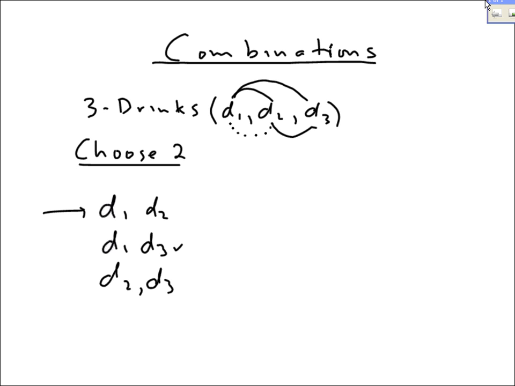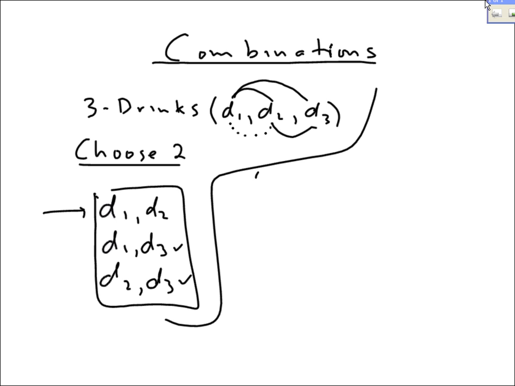And I did drink 3 with everything. I did drink 3 with 1. I did drink 3 with 2. How many different combinations did I make? The answer is 3. From these 3 drinks, I chose 2. And there are 3 different ways.